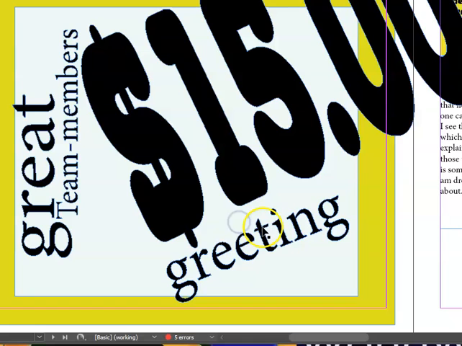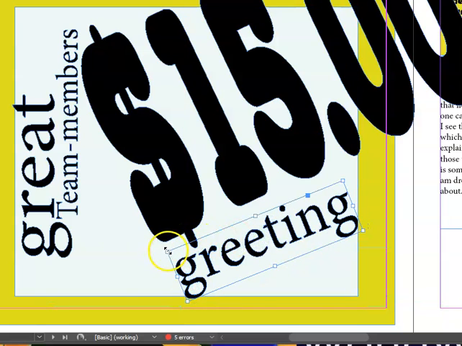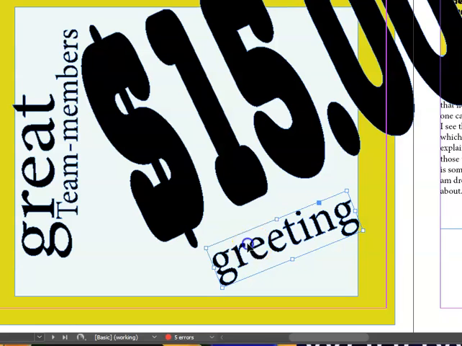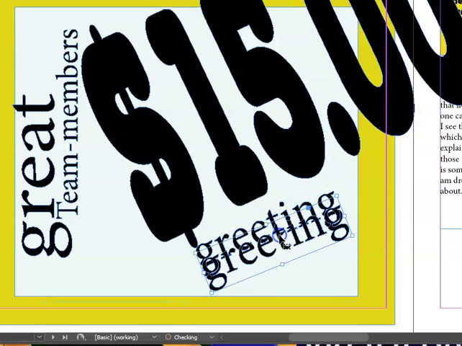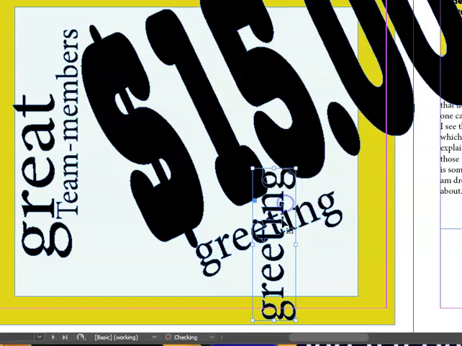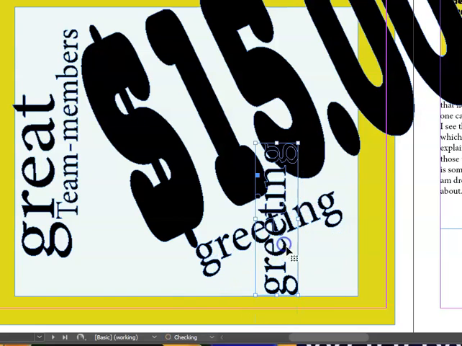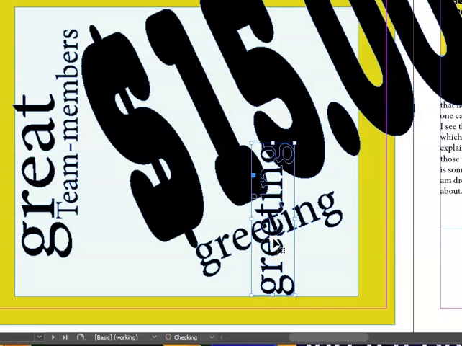You're trying to move these pieces around right here, and you're trying to get them to fit. People might say, okay, go ahead and put greetings right here, but then you want to figure out how to place that text going sideways right here. This is supposed to be a crossword puzzle. You're trying to get them to meet right there.